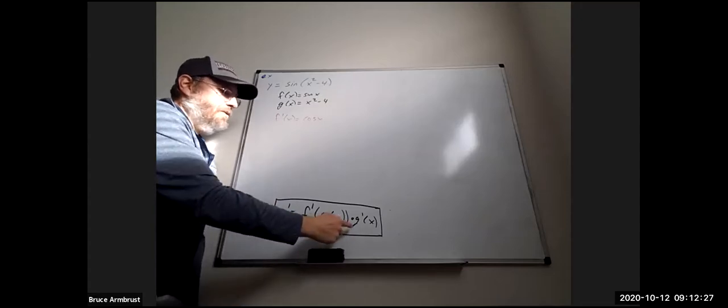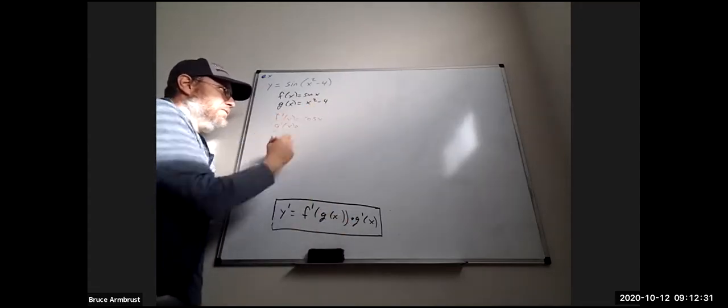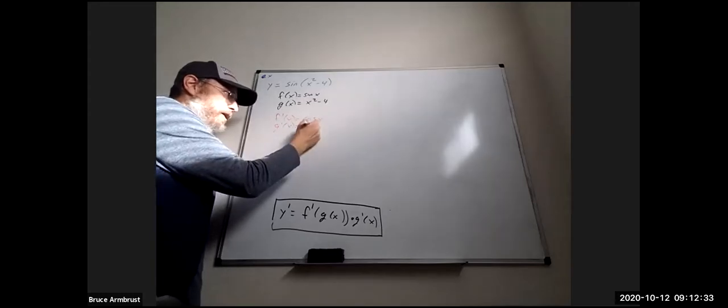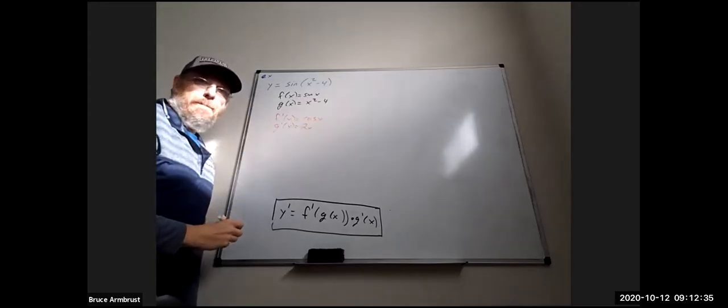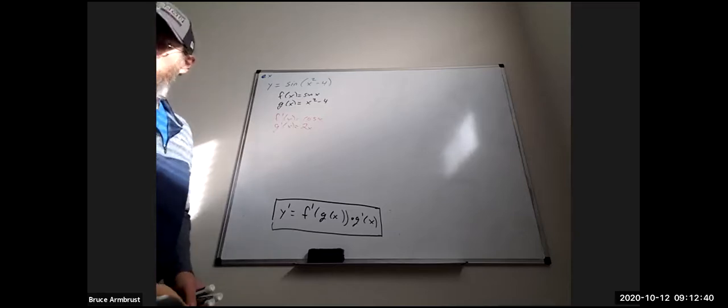So we needed f prime. We also need g prime. So let's just get that while we're here. The derivative of x squared minus 4. We're going to get 2x from our x squared. And then the minus 4 goes away, because it's just plain old 0.